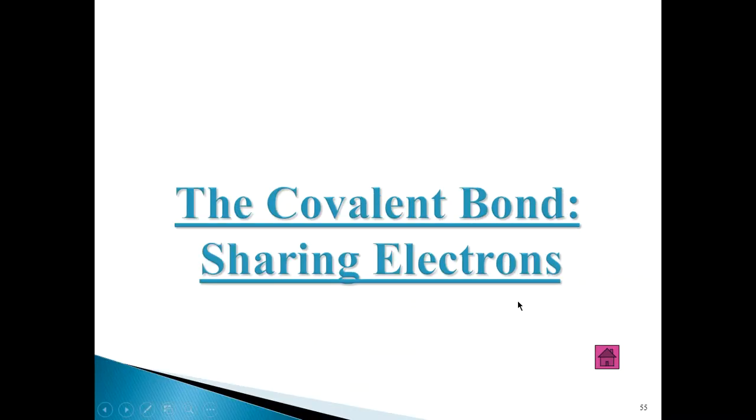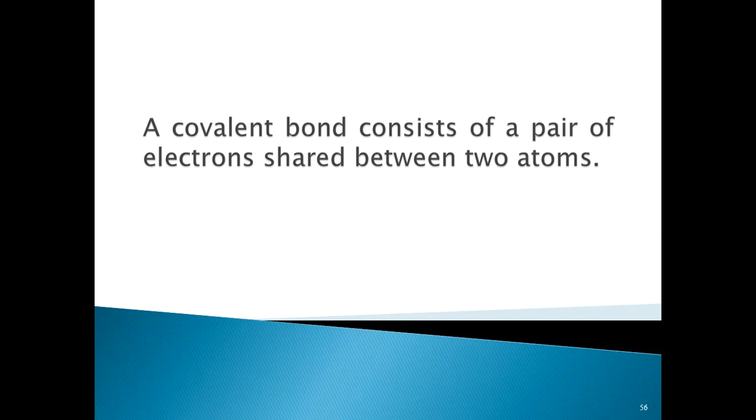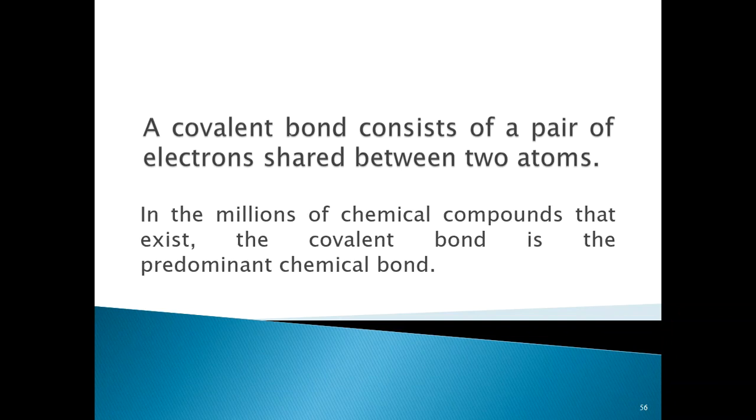Okay, so now we're going to talk about covalent bonds. And as you can see on the screen, this implies electrons are being shared. So what you're going to see in this discussion is the fact that covalent bonds result from the sharing of electrons, which is different from what we saw in the case of the formation of ionic bonds, where electrons are being transferred from one atom to another. So as stated here, a covalent bond basically consists of a shared pair of electrons between two atoms.